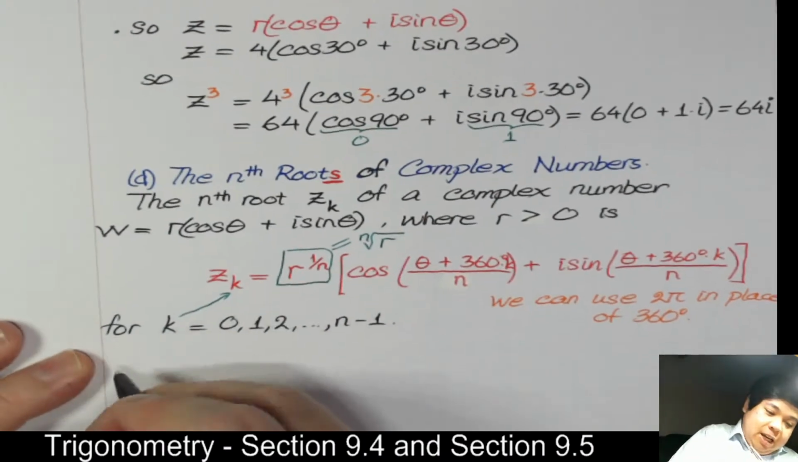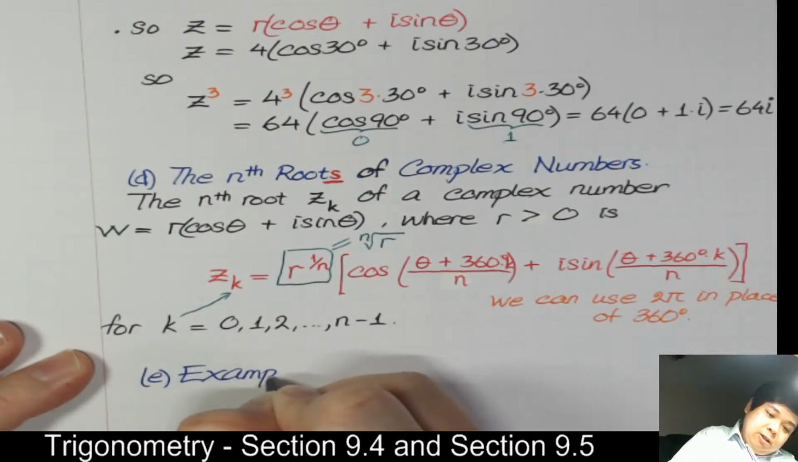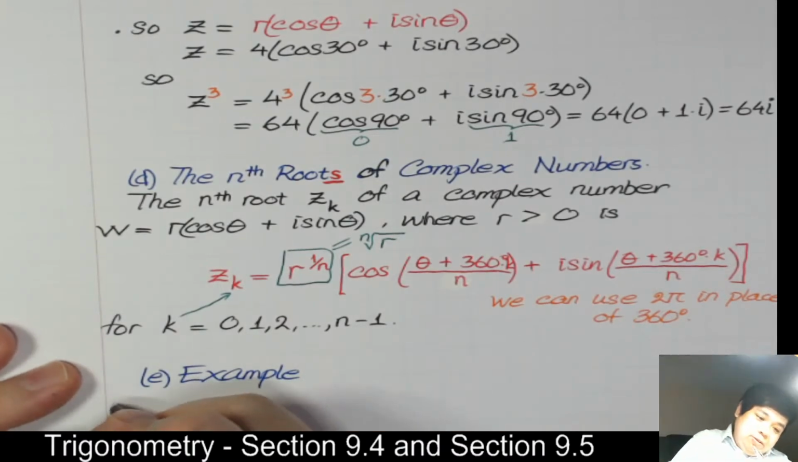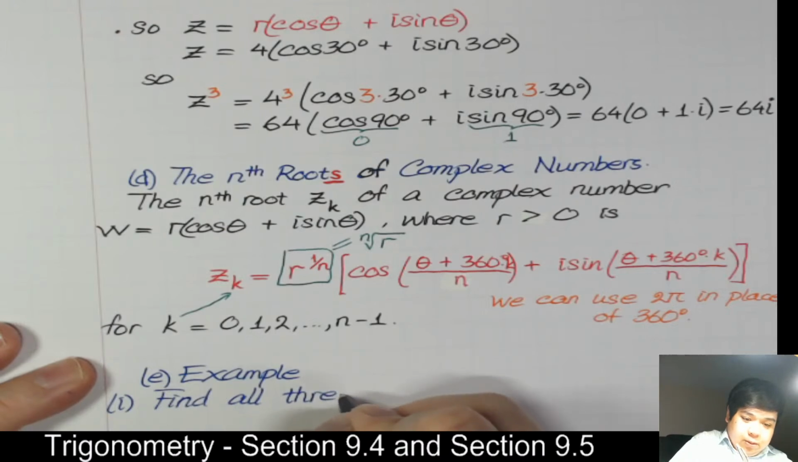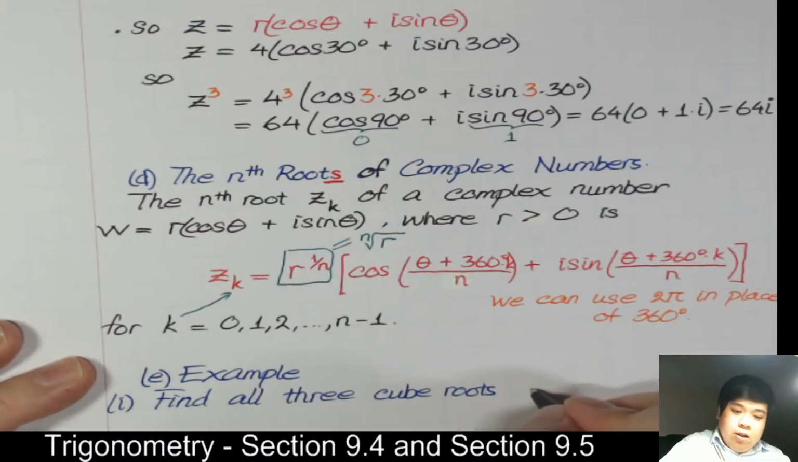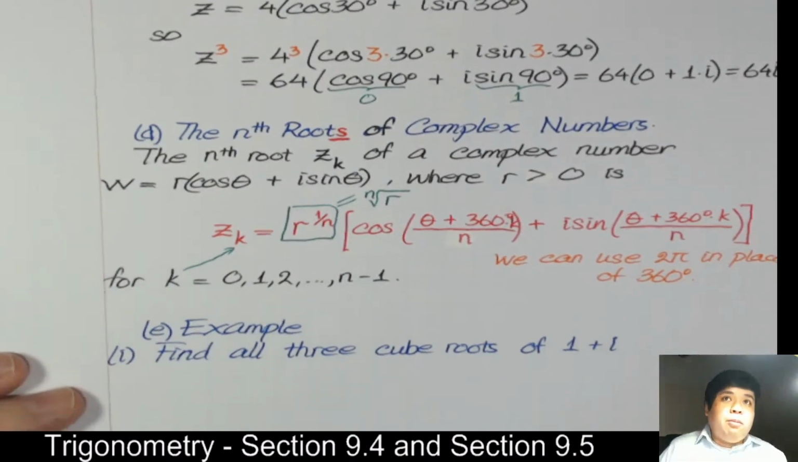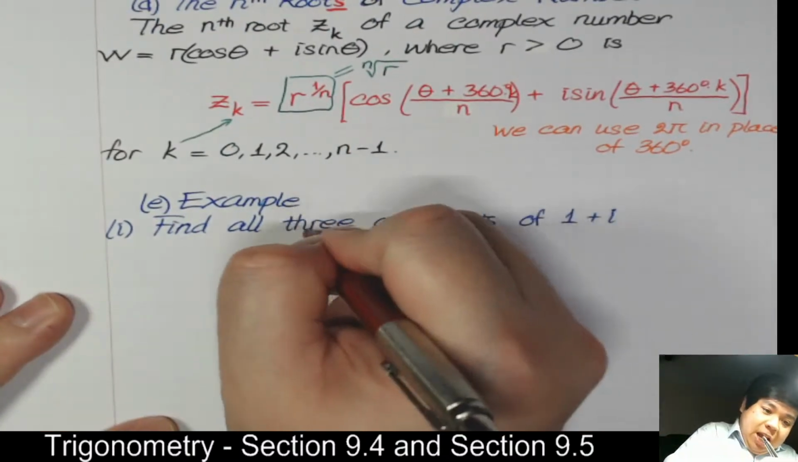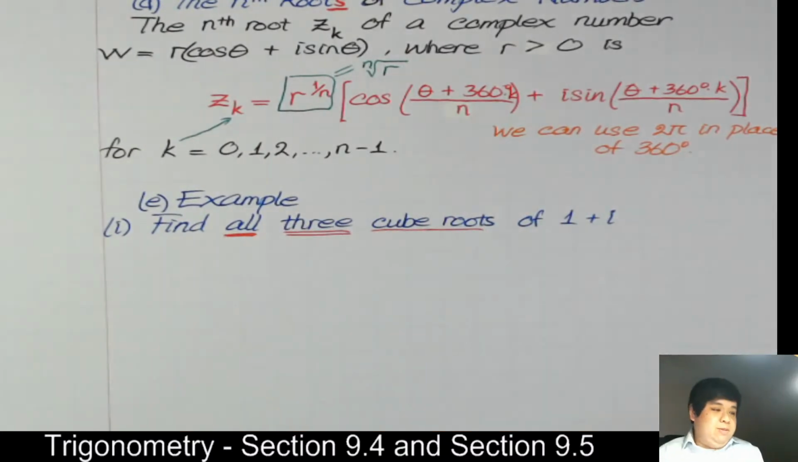And then this will be example E. Find the three cube roots of 1 plus i. And the key is there are 3 cube roots, and we're going to find all of them.